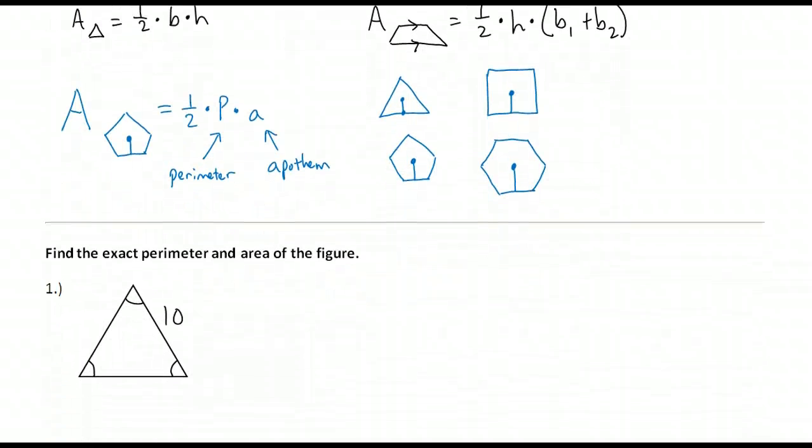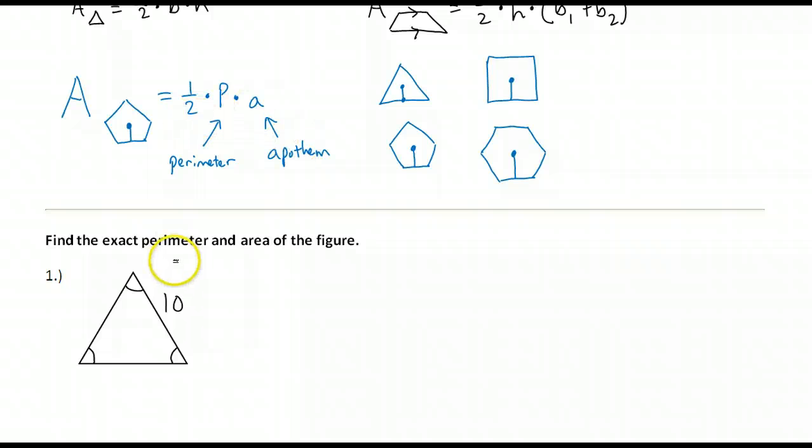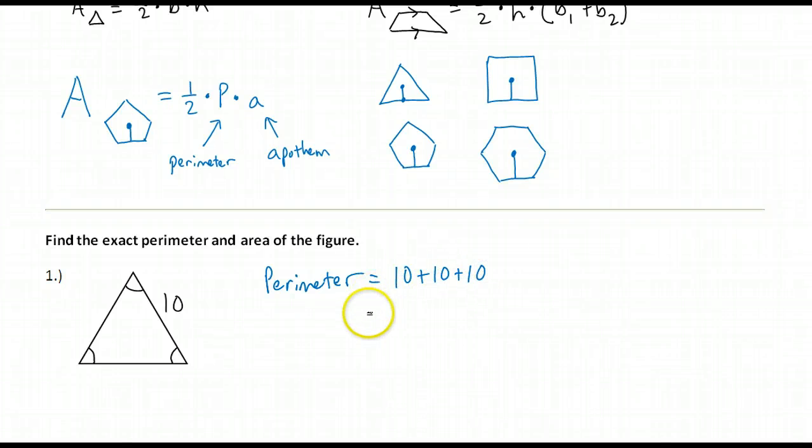In example 1, we're going to use this formula to find the area of the figure. To use this formula, we first need to find the perimeter. In this case, we have an equiangular triangle, and if we have an equiangular triangle, we also have an equilateral triangle, which means that this is a regular triangle, which means that all of the sides are 10 long. So my perimeter is going to be 10 plus 10 plus 10 for a grand total of 30 units.